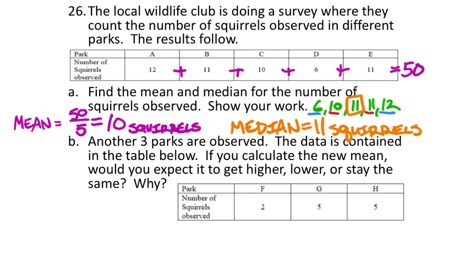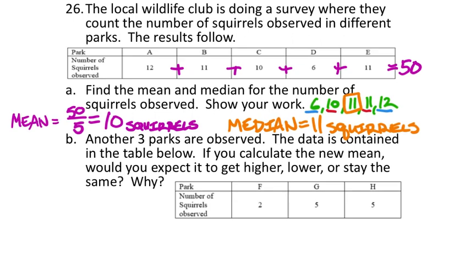Boom. That was nice because it was a fairly small list, but it says the data contained in the table, if you calculate the new mean, and we'll find the new median as well. Let's figure out what these values do to the mean. Now it says to predict what's going to happen, and just so we understand what an average is, our average currently is 10 squirrels. And we're adding values that are smaller than that 10 squirrels, which means that it should lower the mean, okay? And we'll see how it affects the median as well, even though it didn't ask for it, but it's good practice. So let's find a new mean.